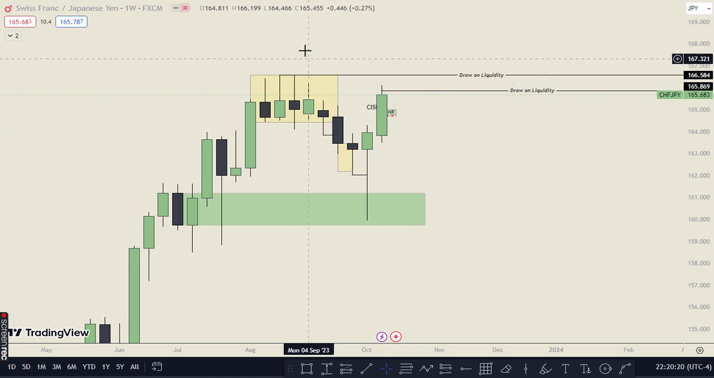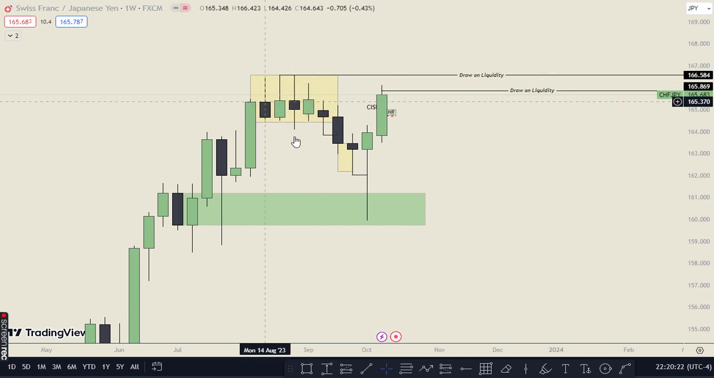Yes, we do. We have this pool of liquidity, this consolidation, right? Again, consolidations are a pool of liquidity. We also have these equal highs right here. So price is rejecting from a bullish PD array, which is this order block right here, and we have a reason to go to the upside.